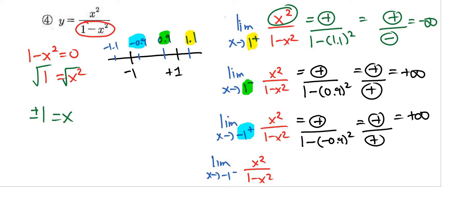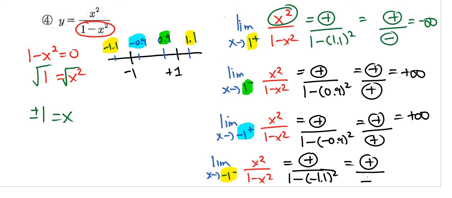And finally, we have one last limit statement to look at, and we need to look at the limit as we're approaching -1 from the left hand side. So the last number on my number line is -1.1. So positive on the numerator, and on the denominator, 1 minus bracket -1.1 squared. If I do some mental math here, I'm pretty sure this will be a negative value, so that will be negative infinity there. Okay, great. So that finishes off question number 4.